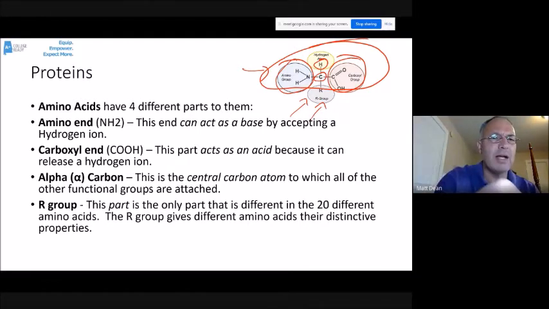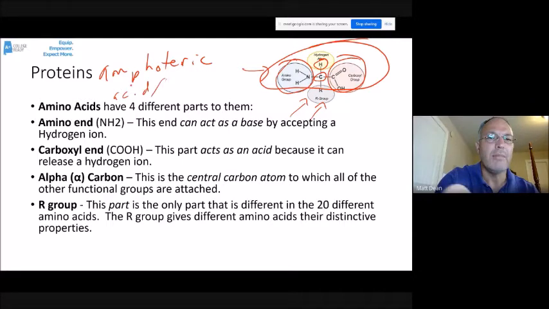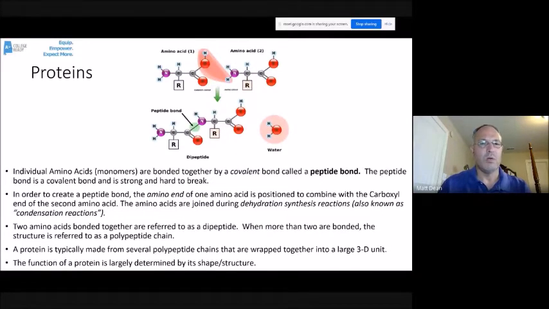So amino acids are sometimes referred to as amphoteric. And what that means is that they can act as both an acid and a base, essentially at the same time. They can release hydrogen ions like acids, or they can accept hydrogen ions like bases. So to make a protein, individual amino acids, the monomers, are connected together.